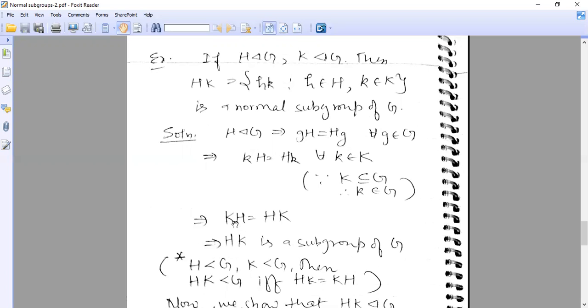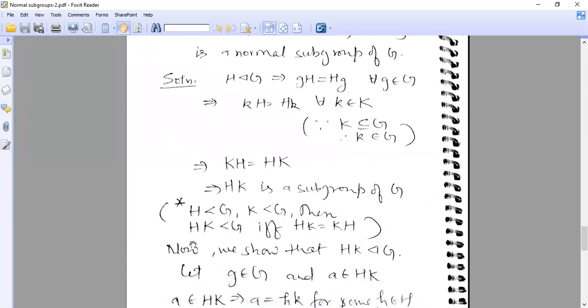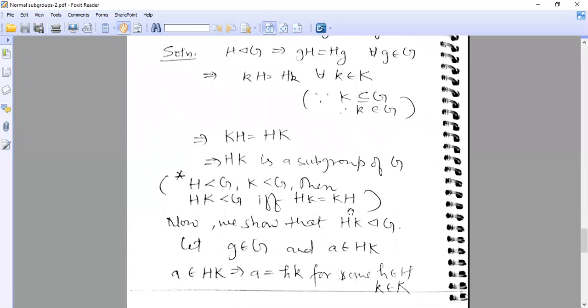And this is from the result that we have already seen: H is a subgroup of G and K is also a subgroup of G. Then HK is a subgroup of G if and only if HK is equal to KH. So the product of two subgroups becomes a subgroup if and only if HK is equal to KH. And here we have shown that HK is equal to KH. That means HK is a subgroup of G.